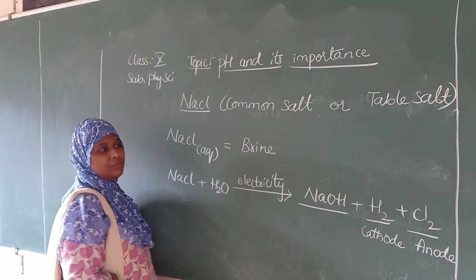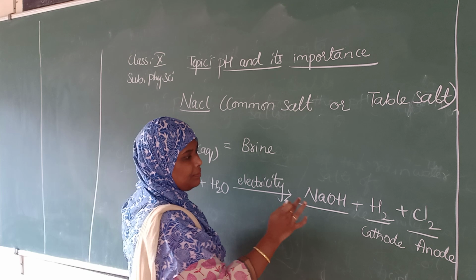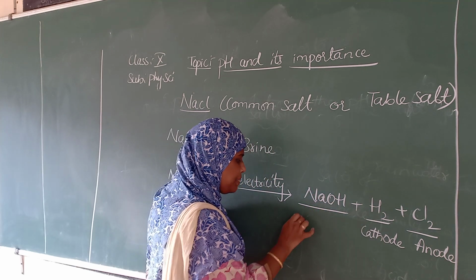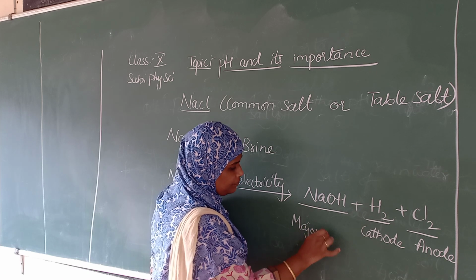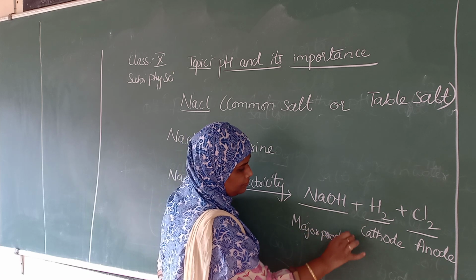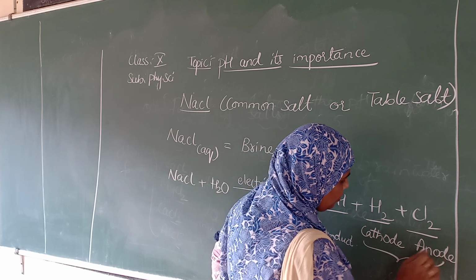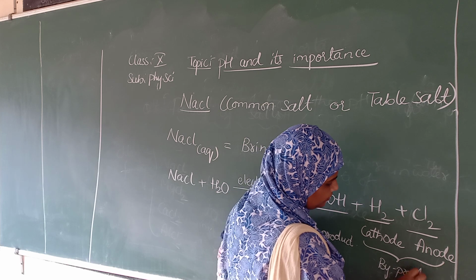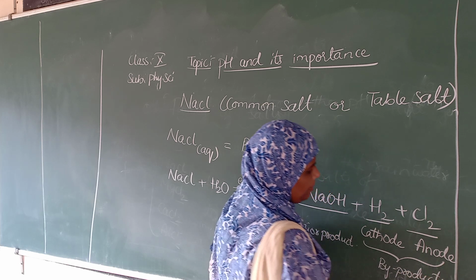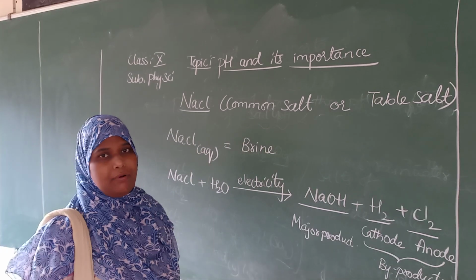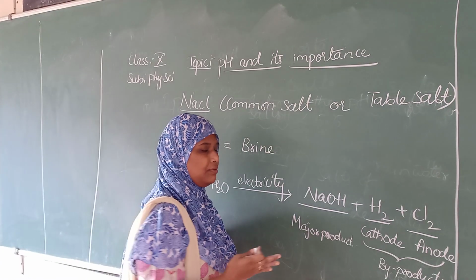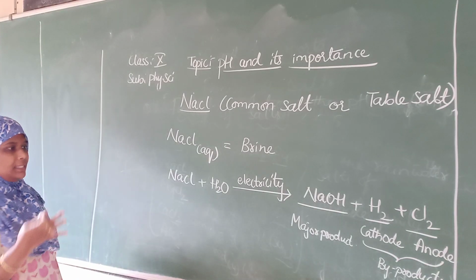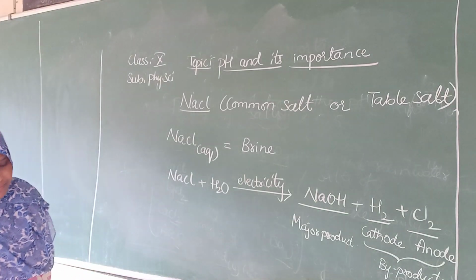Let us see the importance of these products. Sodium hydroxide is the major product, whereas hydrogen and chlorine are called the byproducts. Though they are byproducts, they are of great importance. Hence, these byproducts are also used. We have to use them. So let us see what are the uses of these.